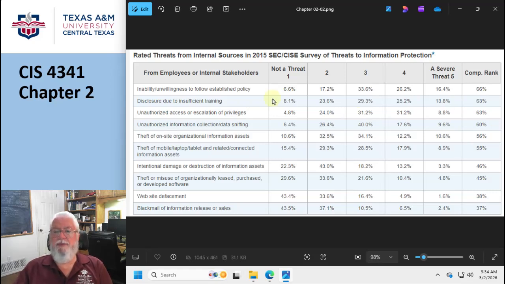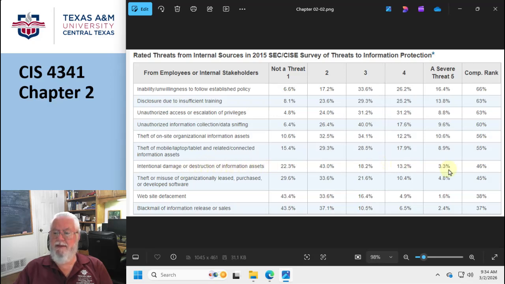So here's what people think. The inability or unwillingness to follow policy. Remember we talked about apathy and ignorance? Yeah, that is number one. Absolutely number one problem, the threat that people have. Disclosure to the training, same thing. It's people. Unauthorized escalation of privileges, okay. Unauthorized information and data sniffing, okay. Implying from the outside, I would think. Theft of on-site, that's insider. Theft of mobile, I mean I left it in the back of a cab.